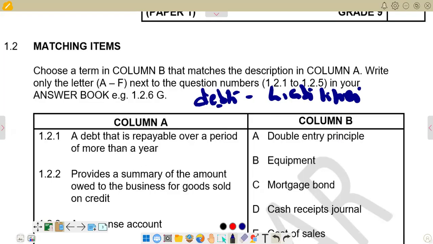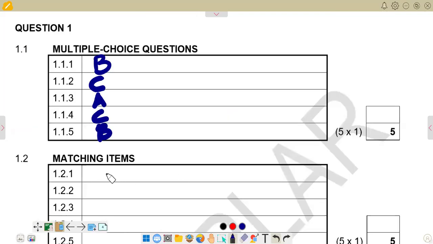So according to this description, among the responses that we are given, we have mortgage bonds, which represent a non-current liability. So here we have C for 1.2.1. We put C as the correct answer. Then we can go to the next question.